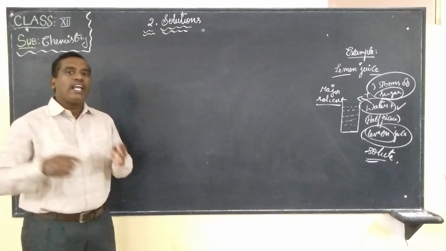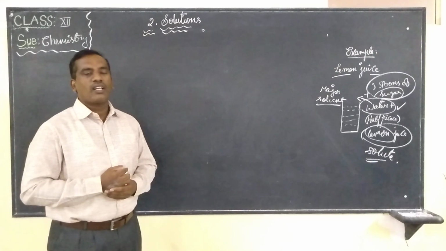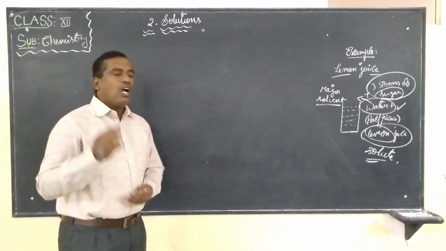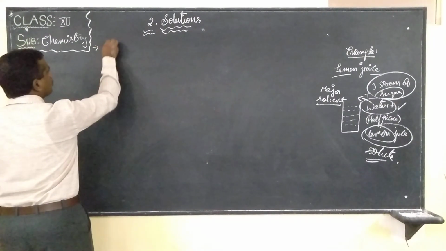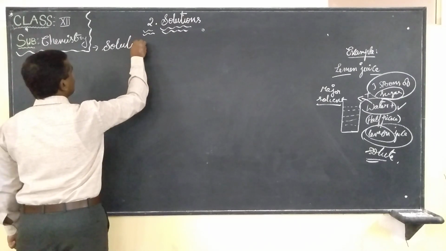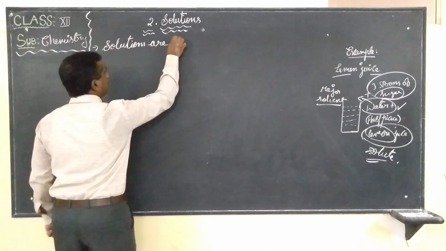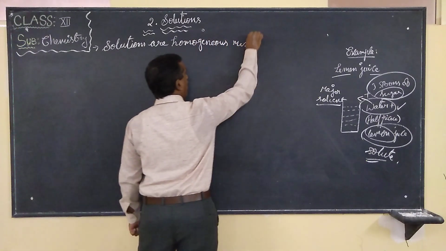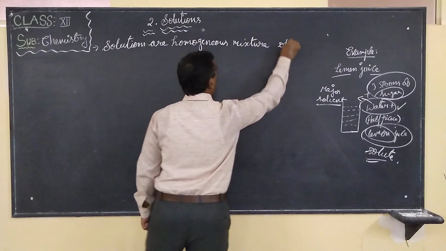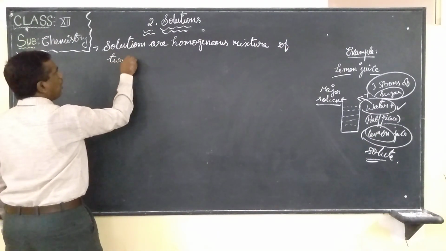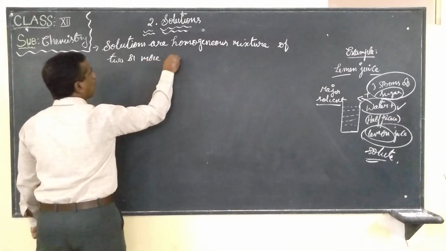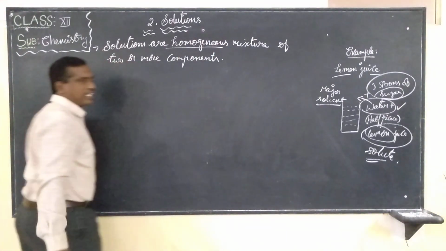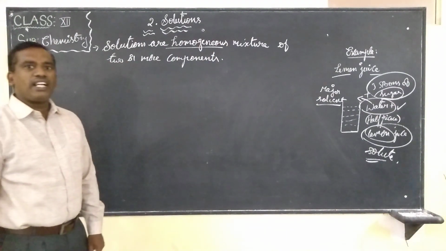These are generally homogeneous mixtures. Presently we are going to learn about homogeneous mixtures. Solutions are homogeneous mixtures of 2 or more components. Here I used the word homogeneous. What is meant by homogeneous?